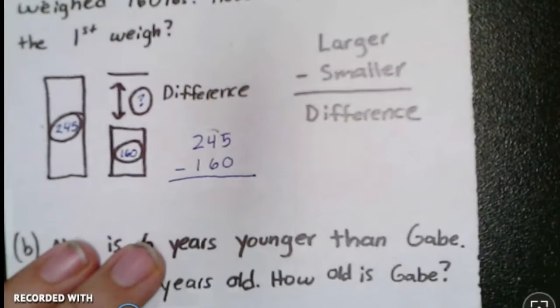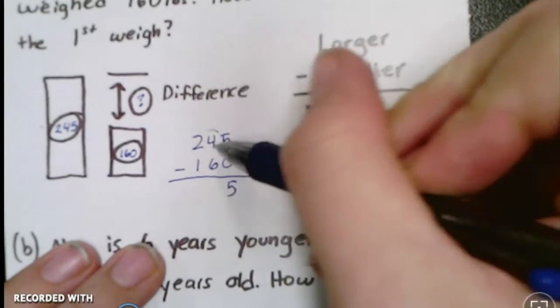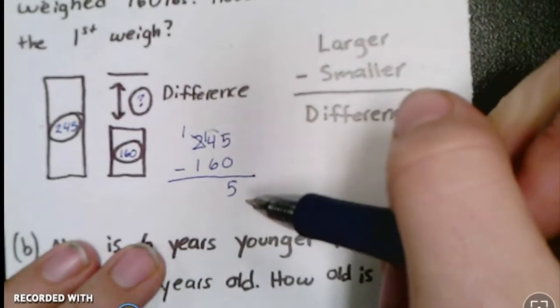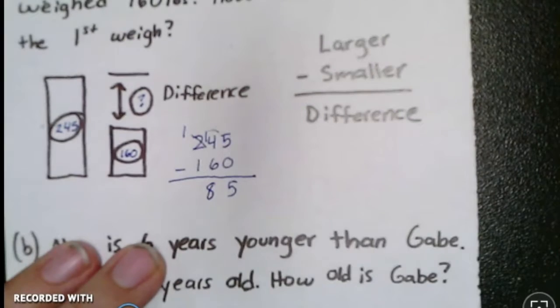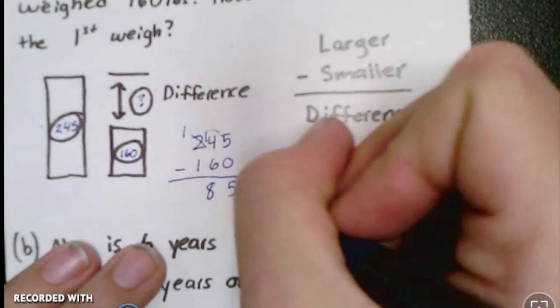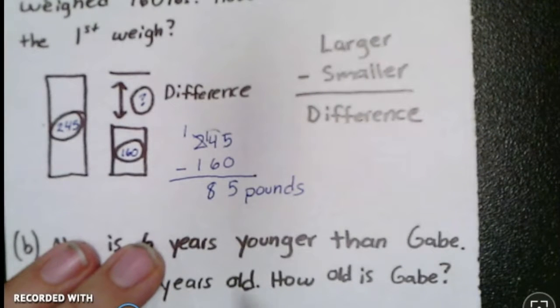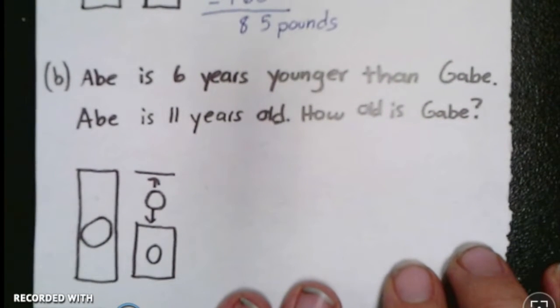245 pounds minus 160 pounds. 5 minus 0 is 5, 4 minus 6 I need to borrow, 14 minus 6 is 8, and 1 minus 1 is 0. And so my answer is 85 pounds. And I always want to make sure that I put this label here because I'll lose a lot of points for that on a test. So let's look at our second example.